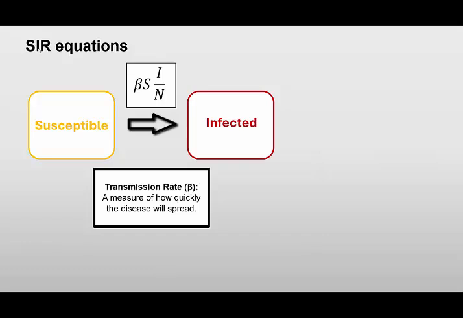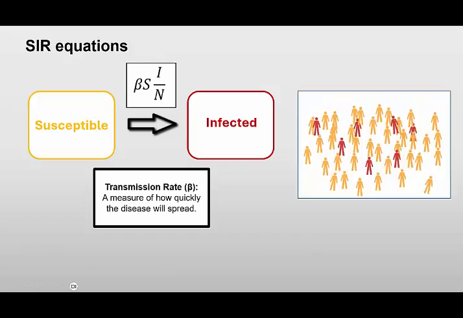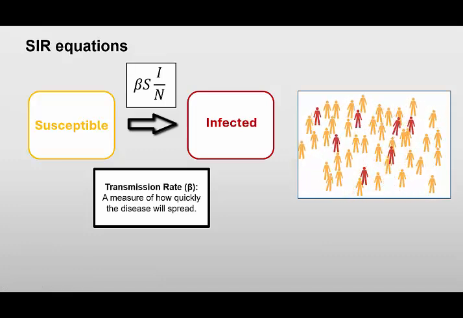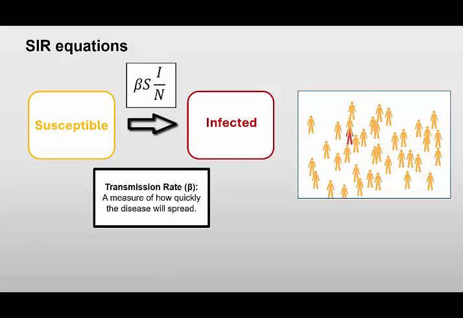When the transmission rate, beta, is large, or there's a large number of people in the susceptible compartment, more people will be moved into the infected compartment the next day. I over N can be considered the proportion of people infected in the population. If there's a large proportion of infected people in the population, more people will become infected the next day, versus if just one person in the population was infected.